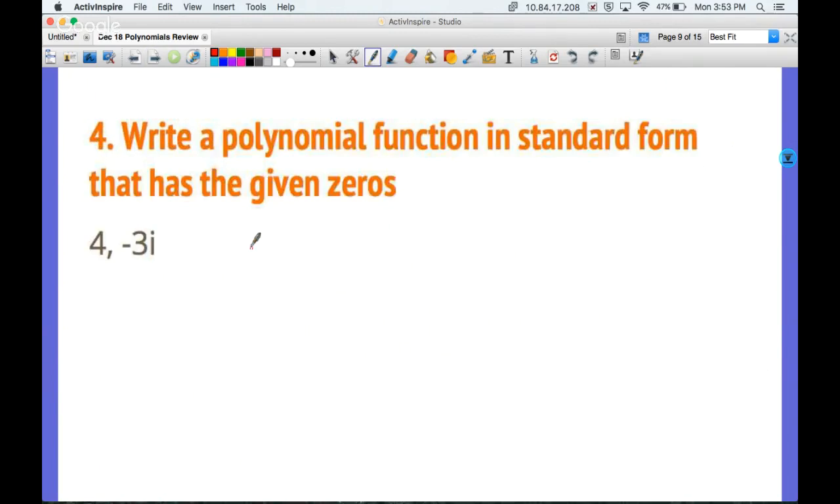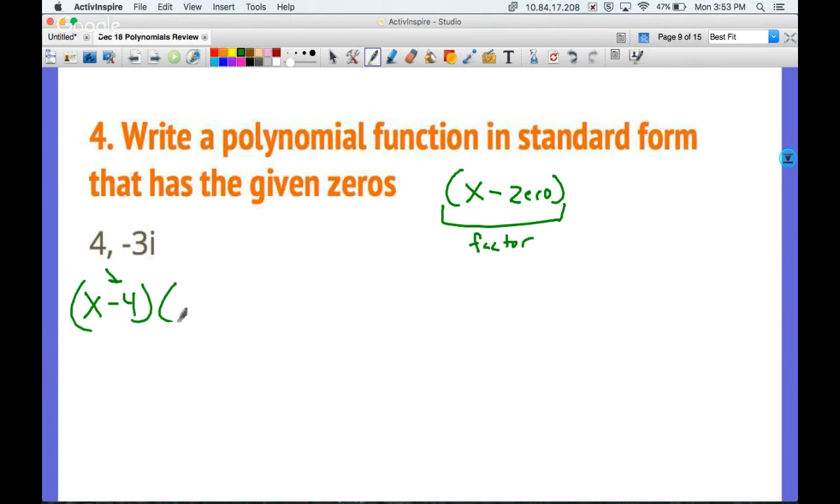All right. Write a polynomial function in standard form that has the given zeros. So here we got to do the zero product property backwards. So x minus a 0 gives us a factor. So we've got x minus 4, x minus a negative 3i.